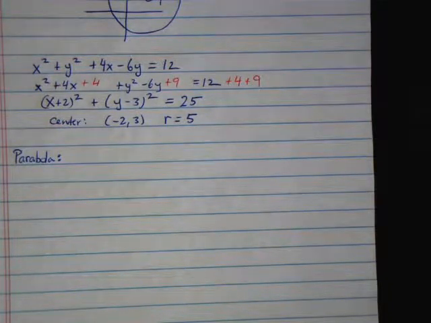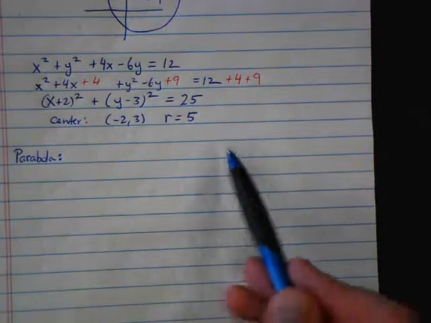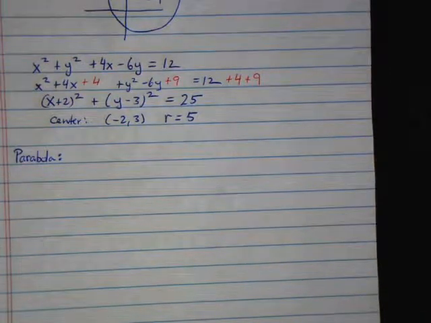So the equation is going to have a y and an x squared, or it's going to have a y squared and an x. So we're going to talk about parabolas that open up and down, and we'll also talk about parabolas that open left and right. It depends on which one is the square. So that's how you're going to recognize the equation. Parabolas have either a y squared and an x, or an x squared and a y. One of them will be squared, but not both of them.